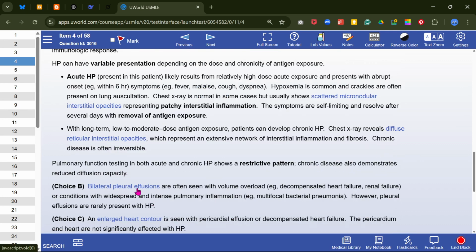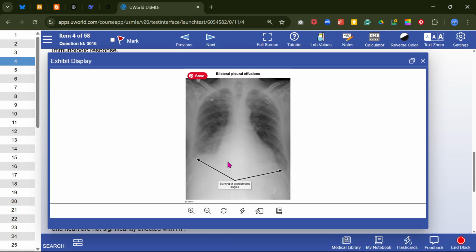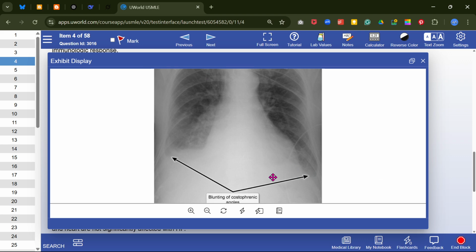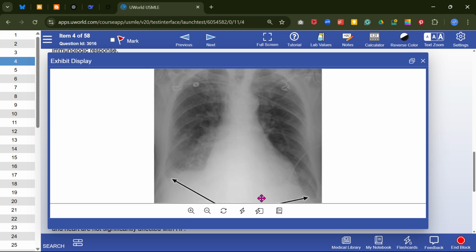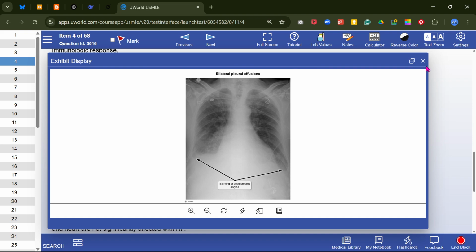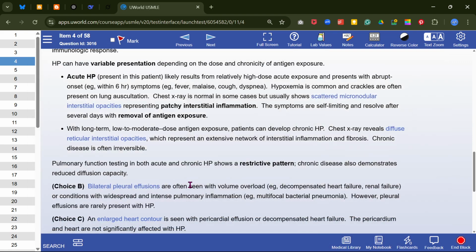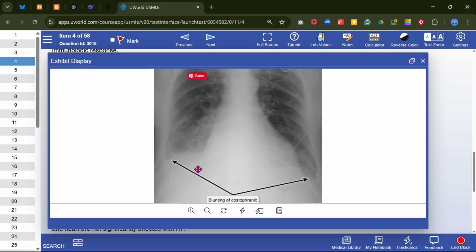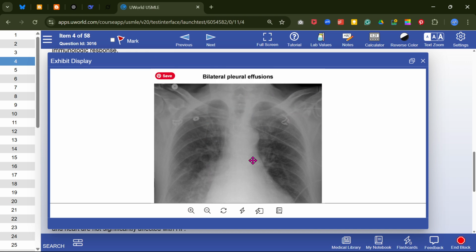Look at bilateral pleural effusion. It is usually seen in heart failure. Bilateral pleural effusions are often seen in volume overload, heart failure, and renal failure.